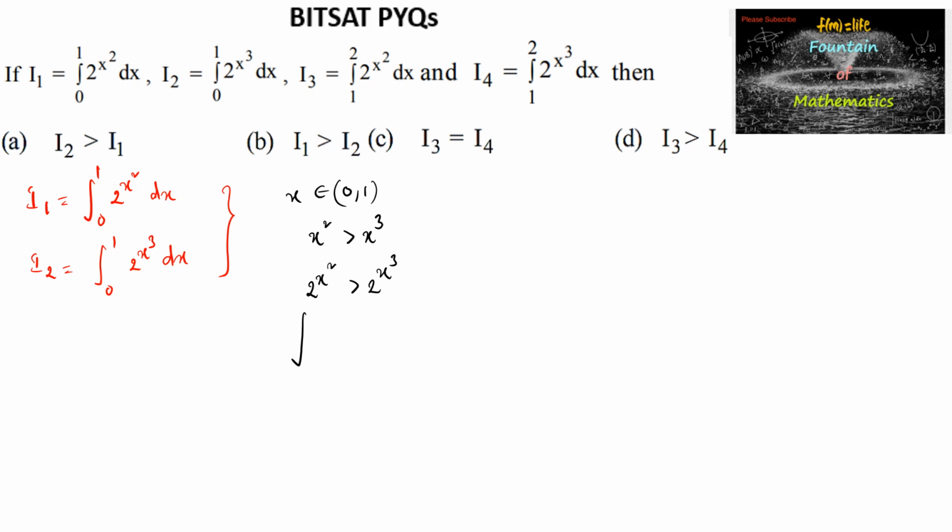So in the interval 0 to 1, we can write integral 0 to 1 of 2 power x square is greater than integral 0 to 1 of 2 to the power x power 3. Which is I1, so we can write I1 is greater than I2.